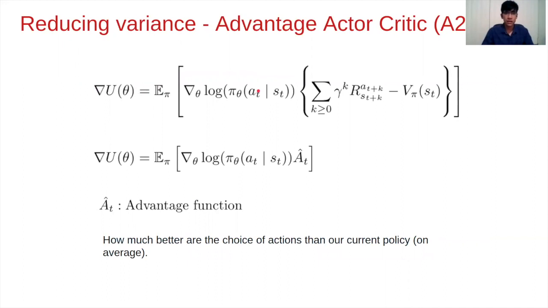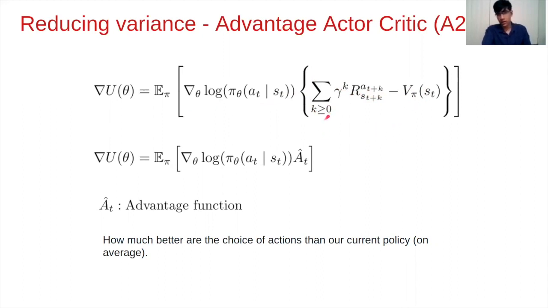First thing is called reducing variance, and this algorithm is called advantage actor critic. So we add an additional term over here. We subtract the V pi of s_t over here. So earlier we just had this summation. We now subtract the V pi, and this whole term is called the advantage, and we write it as A_t. So earlier we had expectation of gradient of log of policy times the sum of the rewards. Now we subtract from the sum of rewards the value function at that state t.